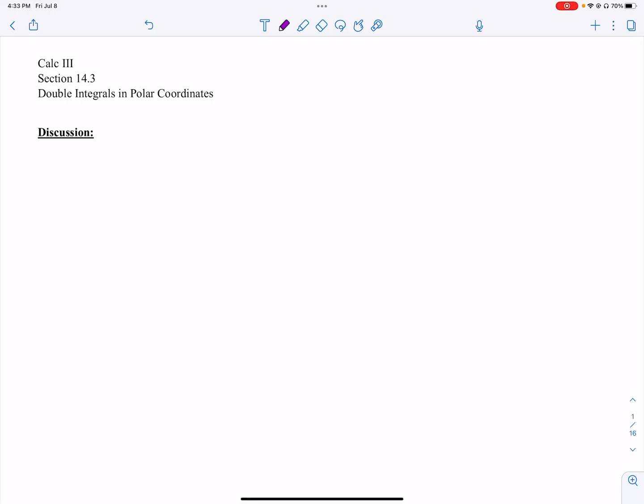In this video, we'll begin our discussion of section 14.3. This will be double integrals using polar coordinates. I know you're super excited about that. So let's talk about relating this back to the rectangular prisms that we do in 14.1, talking about the definition of an integral of a surface using double integrals, right? Trying to find the volume.